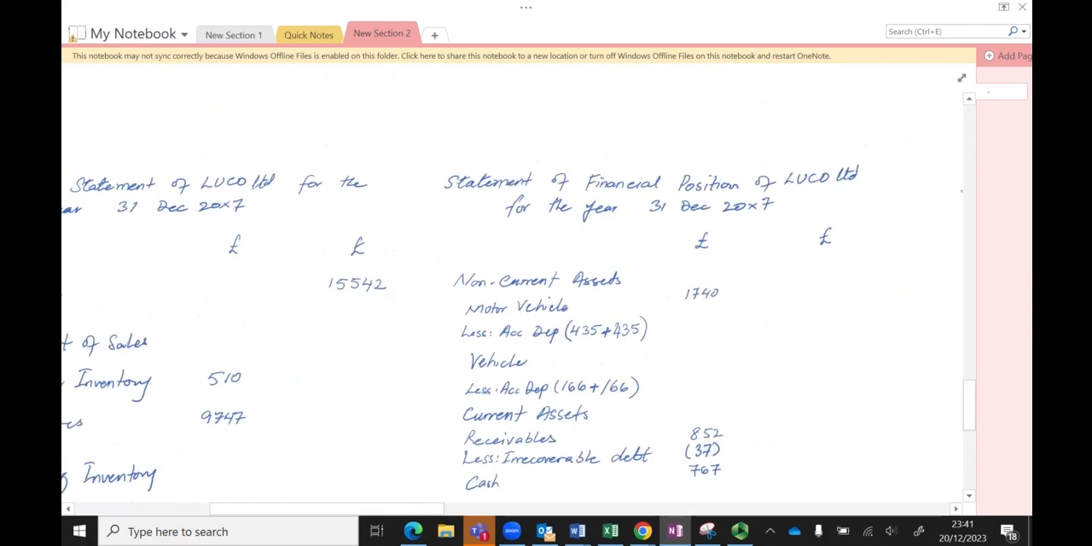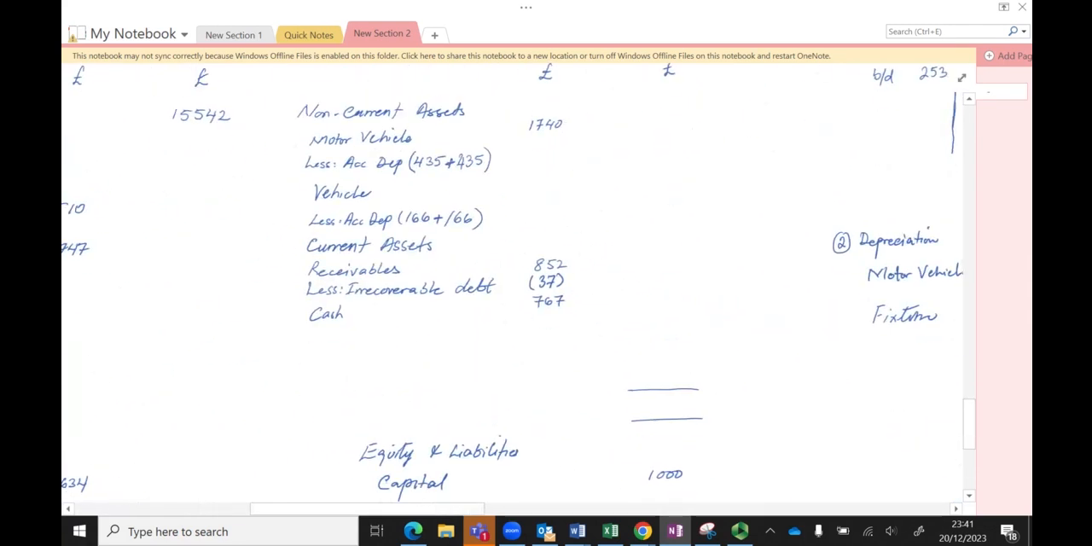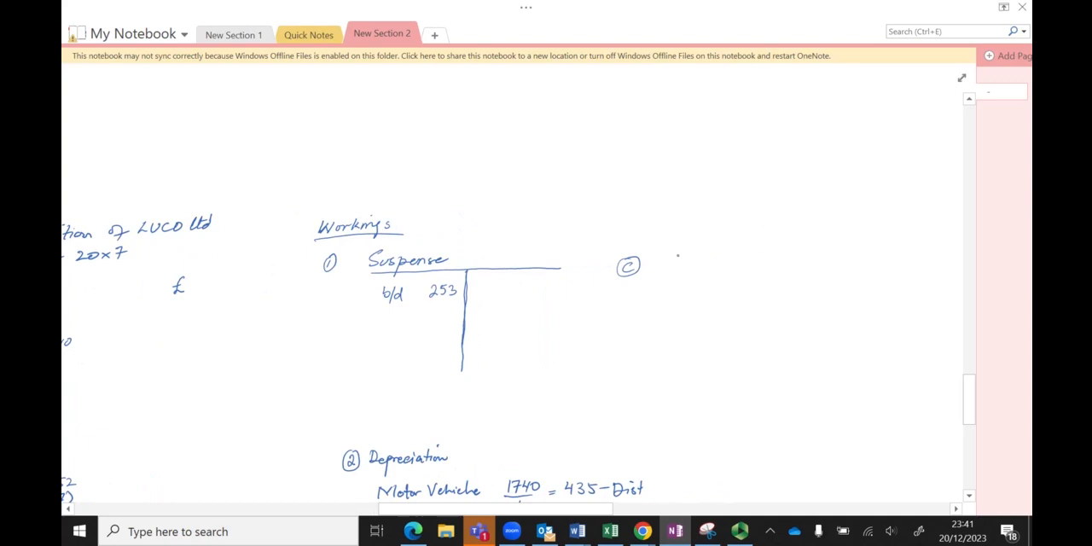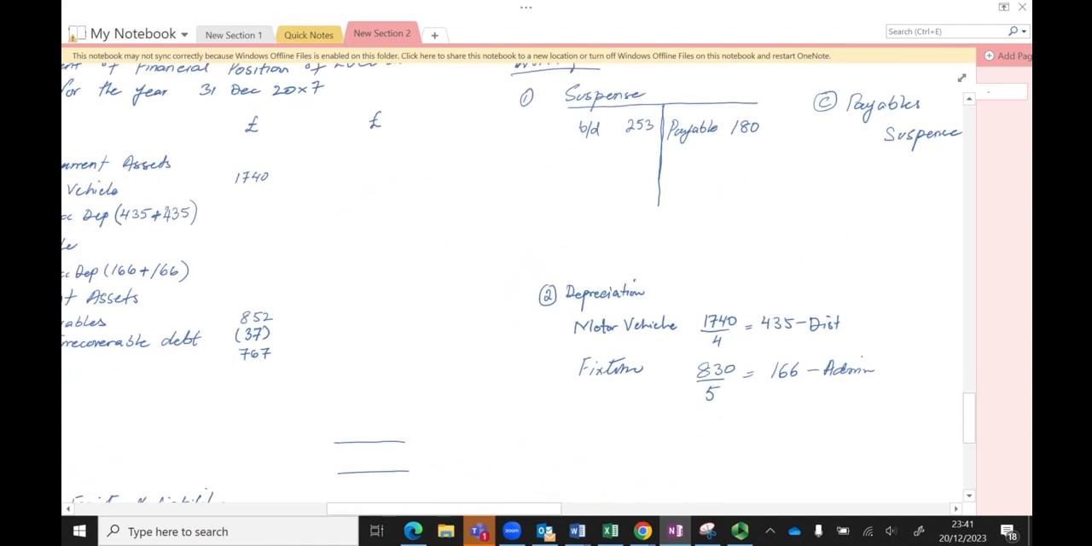Therefore, we need to now subtract it from the suppliers. So C, the correct double entry should be payables debit by 180 and suspense account should be credit by 180. So let's credit this account, payables, and let's go to payables and reduce the payables balance.